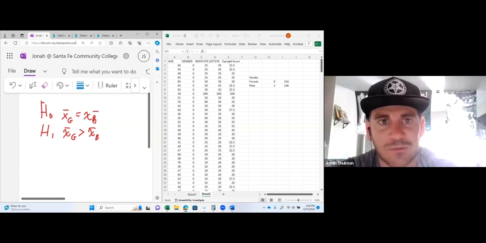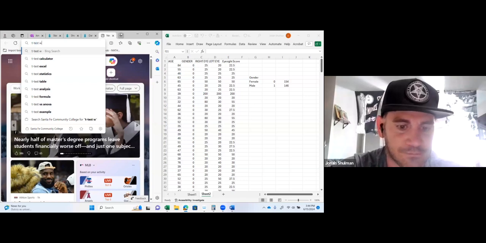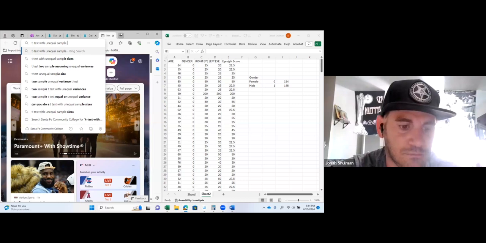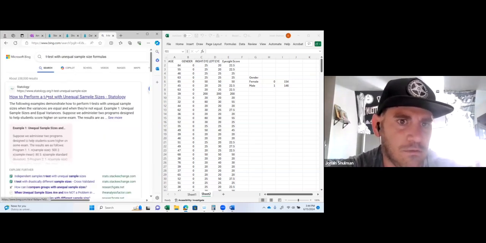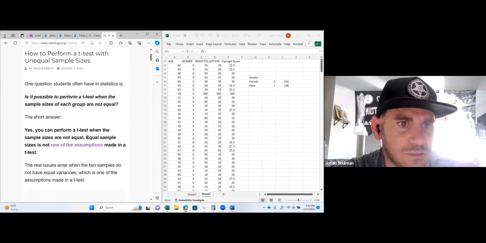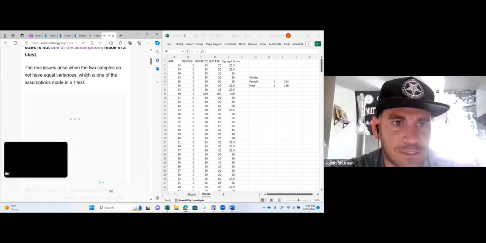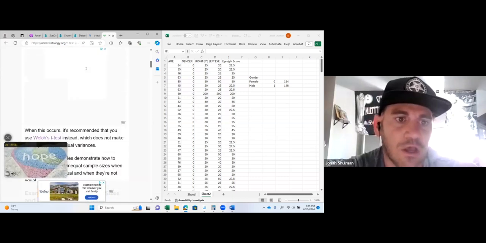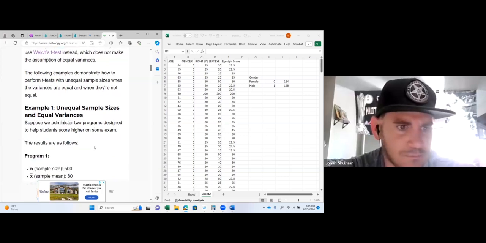Now, for all of this, the best way to think about t-tests with unequal groups is the first thing we do is we just look at the formula. So obviously it says we can do it. The real issue is whether the two samples do not have equal variances. All right, so the first thing we have to do is check the variances.